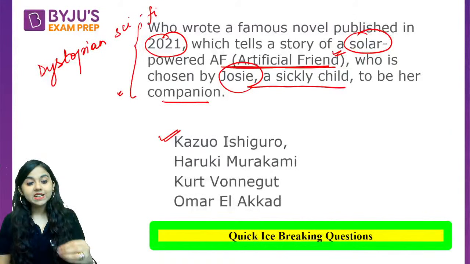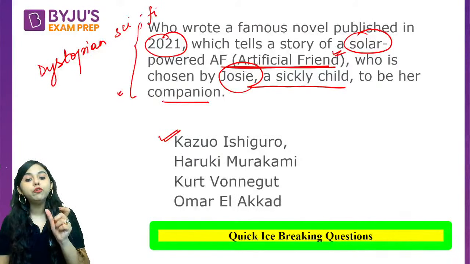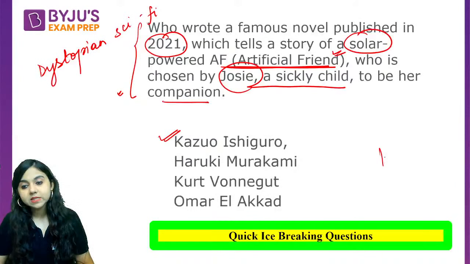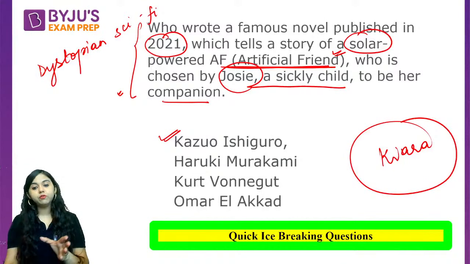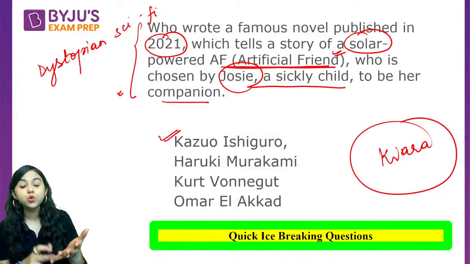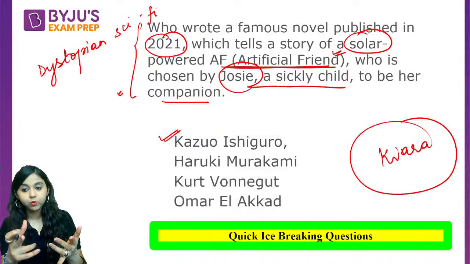It is set in the US at an unspecified future, and the book is told from the point of view of Kiera. Kiera is a solar-powered artificial friend who is chosen by Josie. Josie is the sickly person that the question also mentions. So Josie is selecting Kiera.